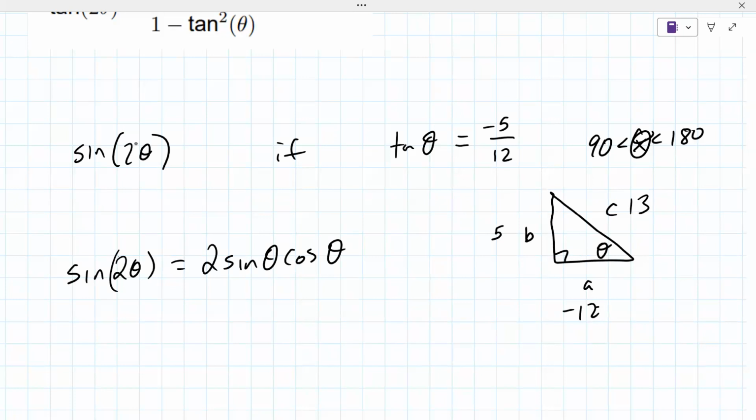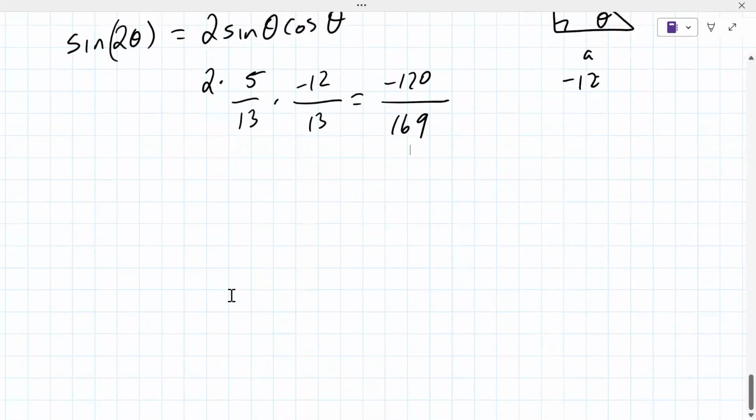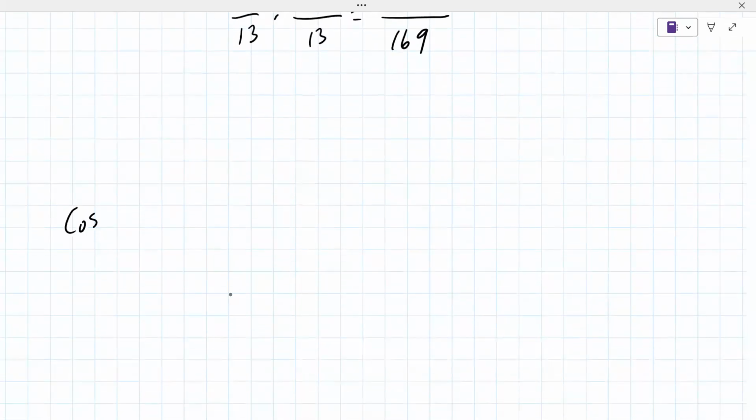Sine theta is 5/13, and cosine theta is -12/13. Good job on that. So you could simplify this. Let's see, -120 over 169, and that is your answer. So that's the easy one. The cosine of 2 theta is the more difficult one.